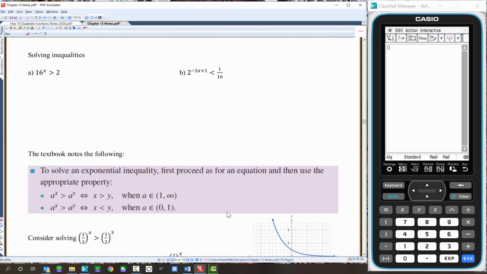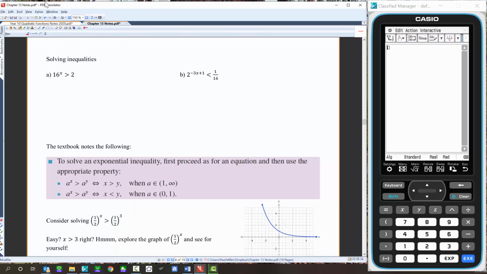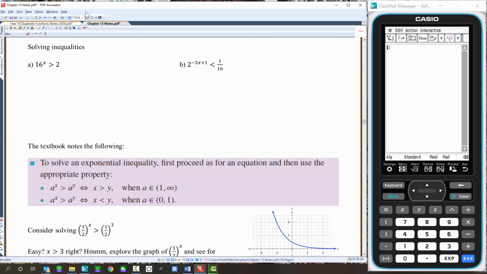All right, some inequalities. We've got 16 to the x greater than 2. So I'm going to try and write this to the same base. So that's 2 to the 4 to the x greater than 2. That's 2 to the 4x greater than 2 to the 1. That means 4x is greater than 1. X is greater than a quarter.